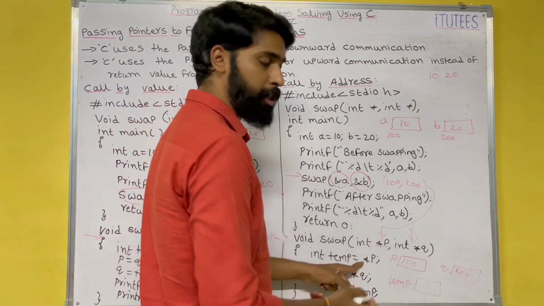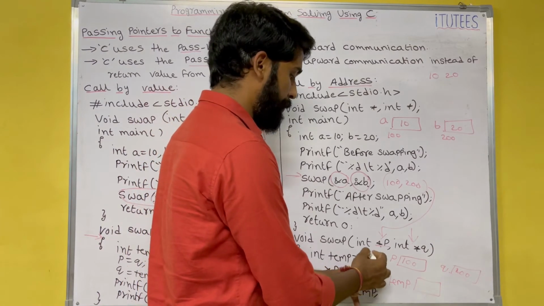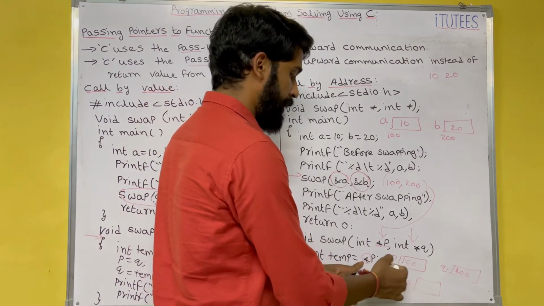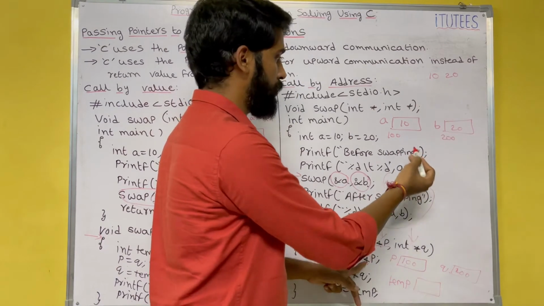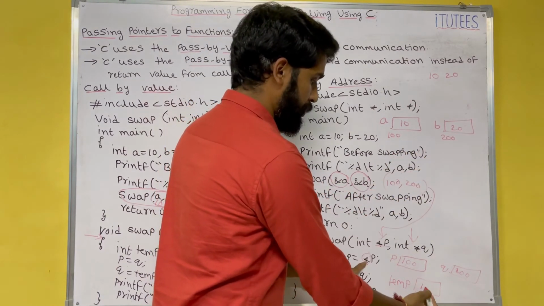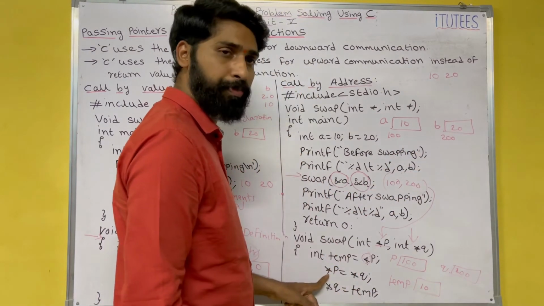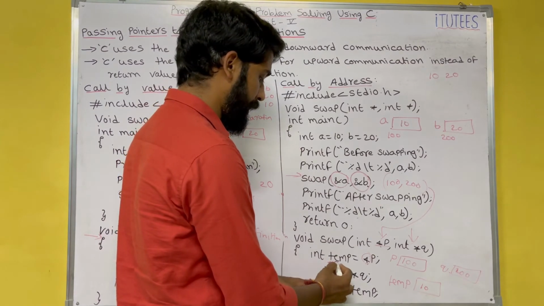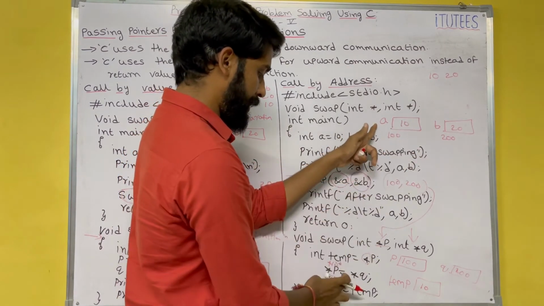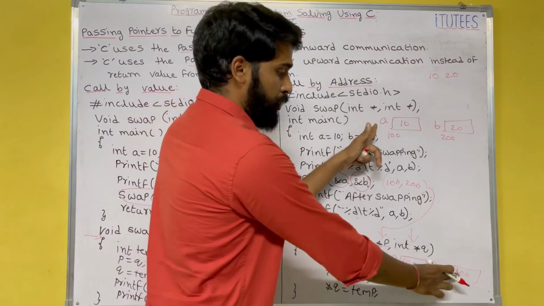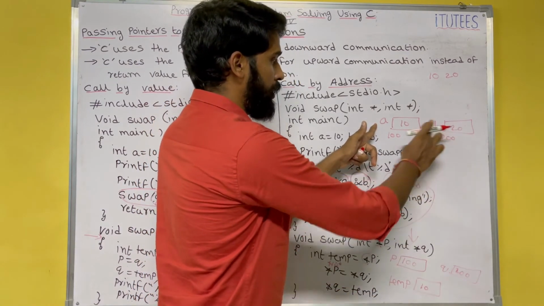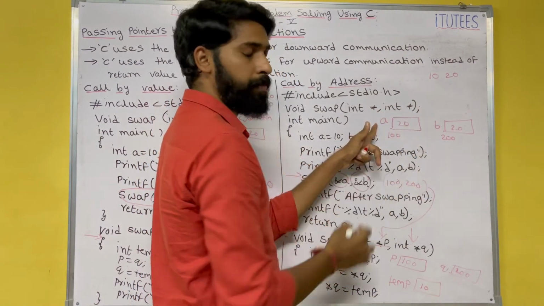Temp equals asterisk P. Dereferencing operator. So P is 100, so dereference to the 100 location. What is at the 100 location? 10. So 10 is stored here. Asterisk P means asterisk 100. So dereference to here, equals asterisk Q. What is Q? 200. Asterisk 200 is 20. So that is stored in A.